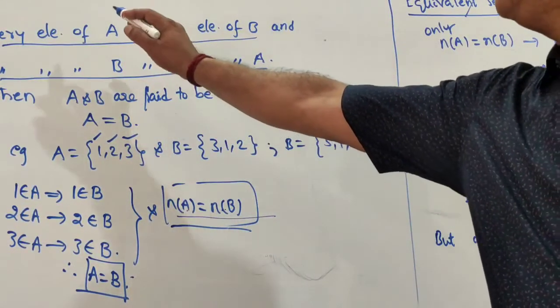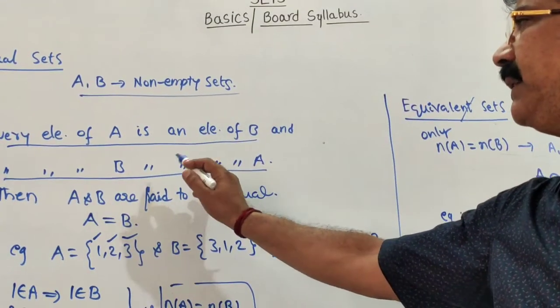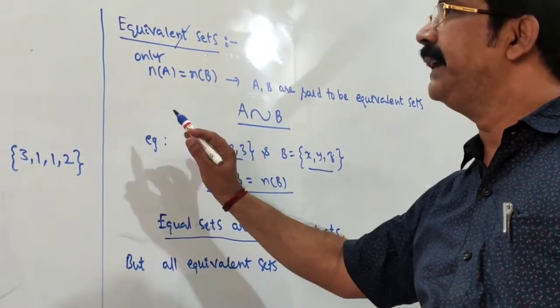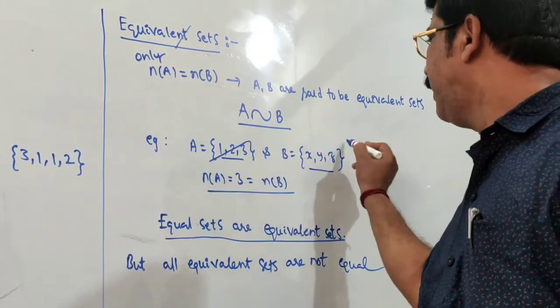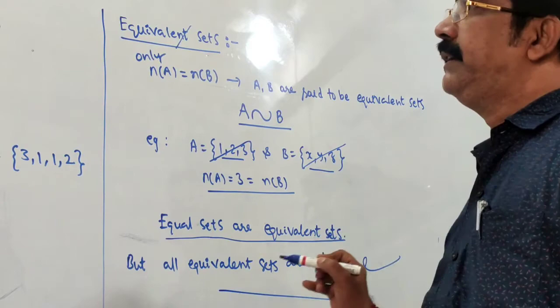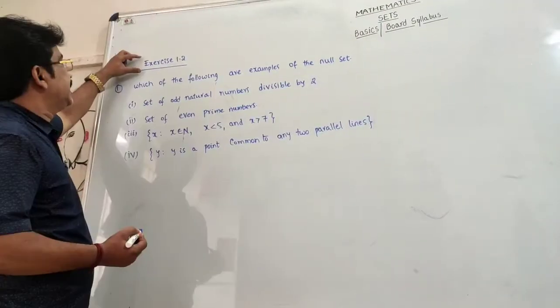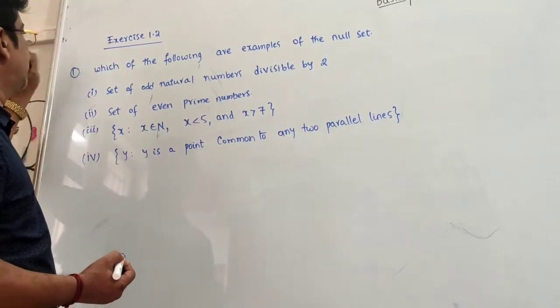Therefore all equal sets are equivalent sets, but all equivalent sets are not equal because elements are different. This is the difference between equal and equivalent sets. Over. Next, exercise 1.2. First question.